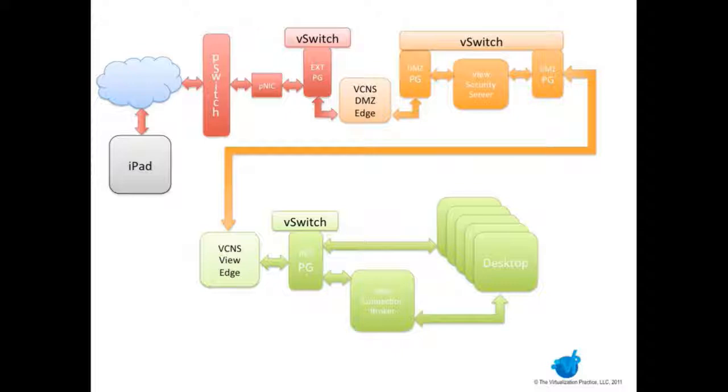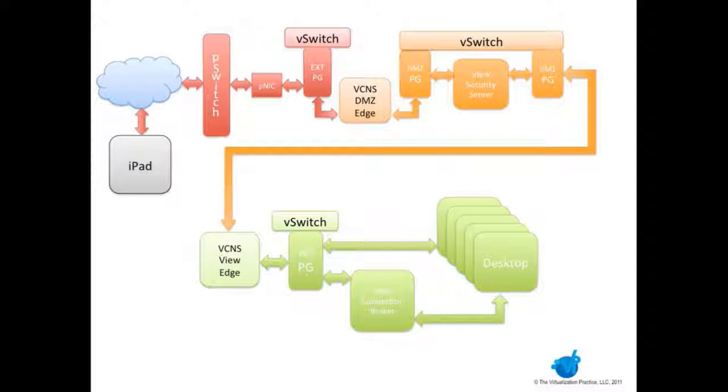But I'm going from my iPad to the switch, to a physical NIC, to a virtual switch, to my vCNS Edge, to another virtual switch that contains the port group for the front end and the port group for the back end. They are different. And then through my security server to my next vCNS Edge, which is internal. You can tell I've done red is bad, orange is getting there, my DMZ, green is where I think it's safe.